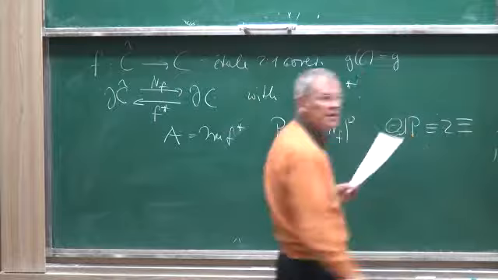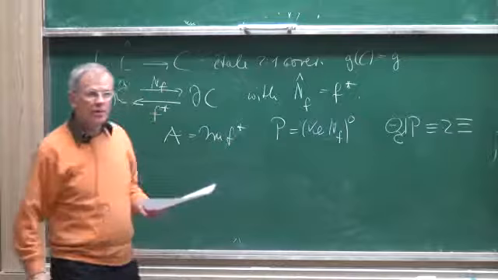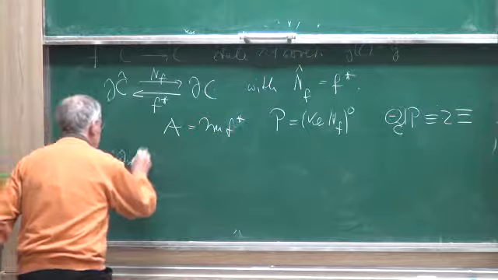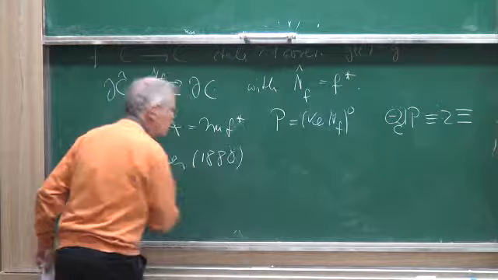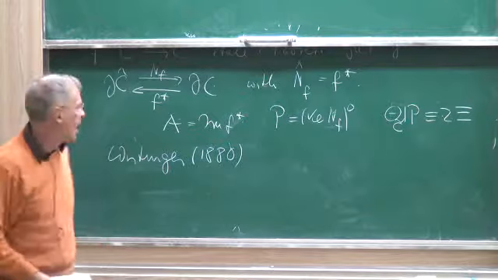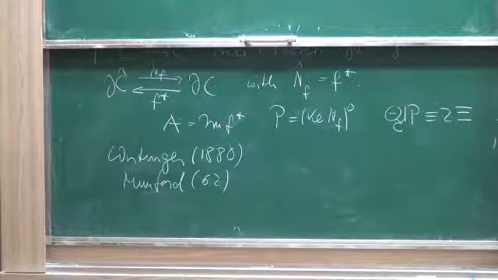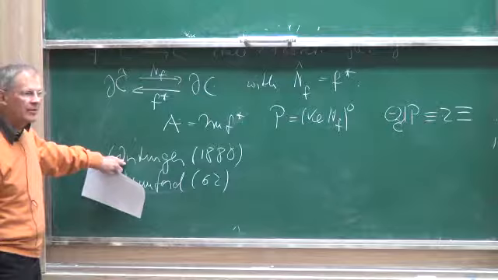Why classical Prym variety? Maybe I should say a few words about the history. These Prym varieties were invented or investigated by Wirtinger in 1880 in a book of his on theta functions, right? And rediscovered by Mumford in 1962. Mumford called them Prym varieties, and I think actually one should call them Wirtinger varieties because he discovered them. The reason why he called them Prym varieties, we will see probably tomorrow.